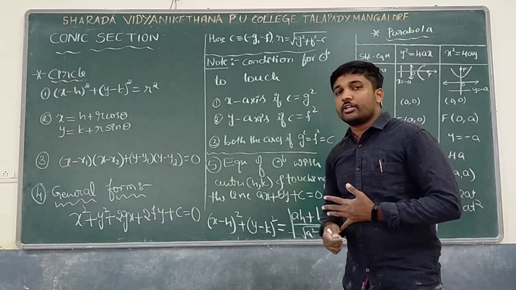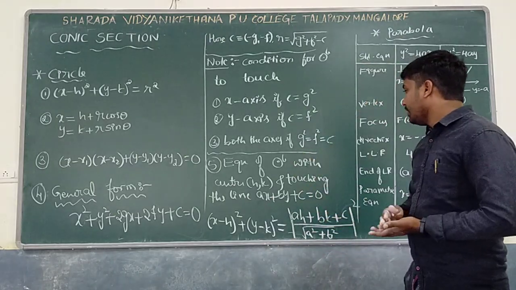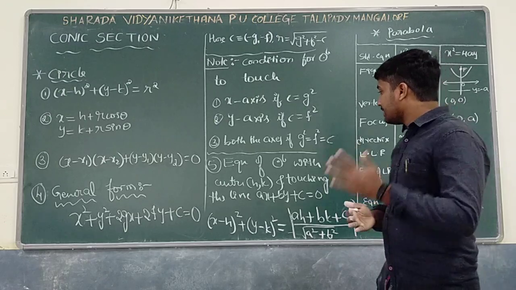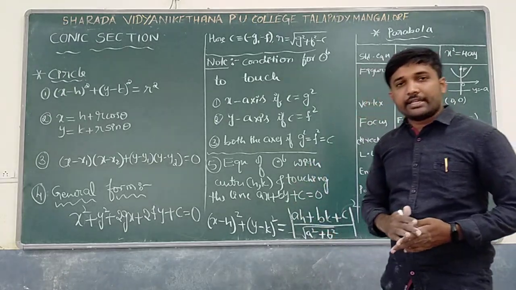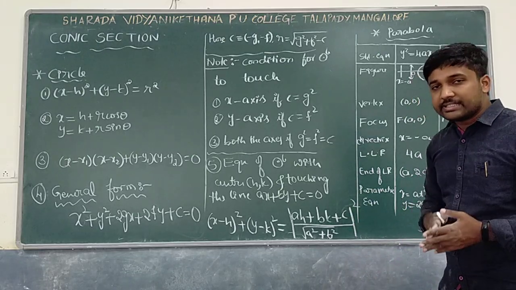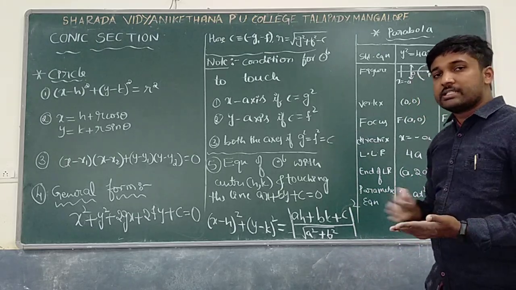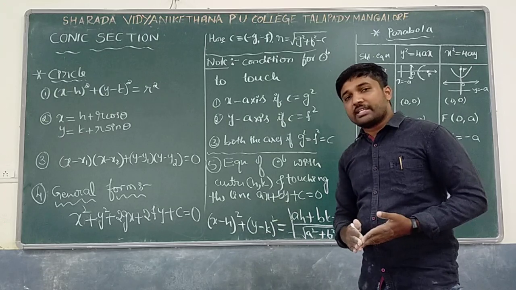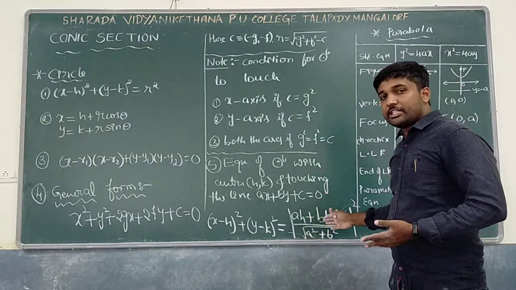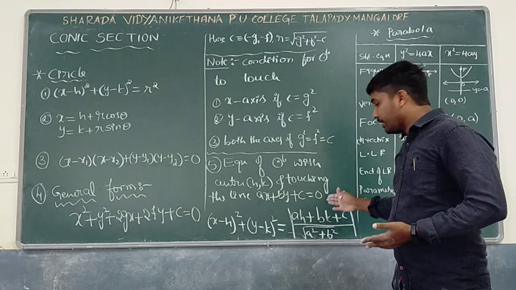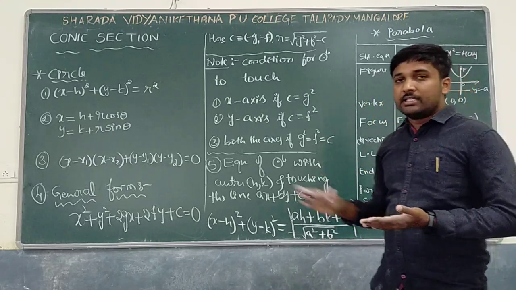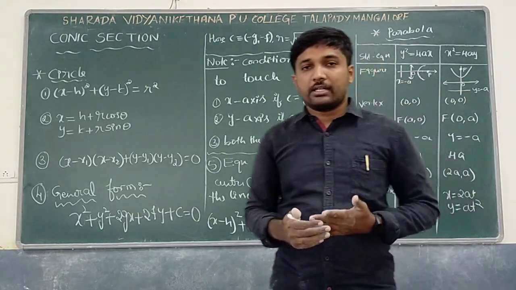Next, one more form of equation of circle. Here, equation of circle whose center is (h, k), and that circle touches the line ax plus by plus c is equal to 0. And in this case, equation of circle is (x minus h) whole square plus (y minus k) whole square is equal to (mod of ah plus bk plus c divided by root of a square plus b square) the whole square. This is about equation of circle.